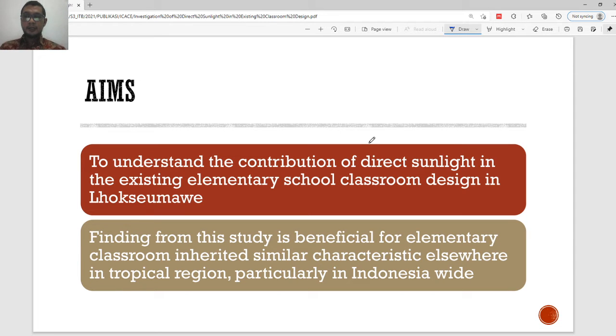Therefore, this study aims to understand the contributions of direct sunlight in existing elementary school classroom design in Indonesia, particularly by looking at some schools as samples in the Banda Sakti regions of Lok Semawe. And the findings from this study are beneficial for elementary school classrooms with similar characteristics elsewhere in the tropical region, particularly in Indonesia at large.